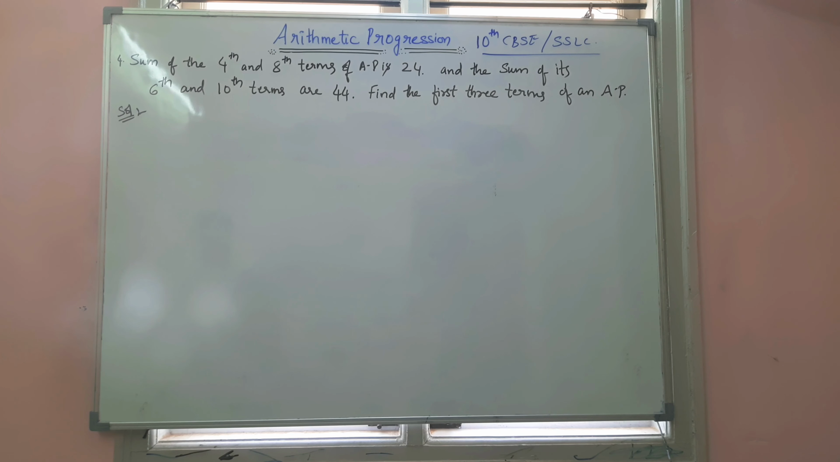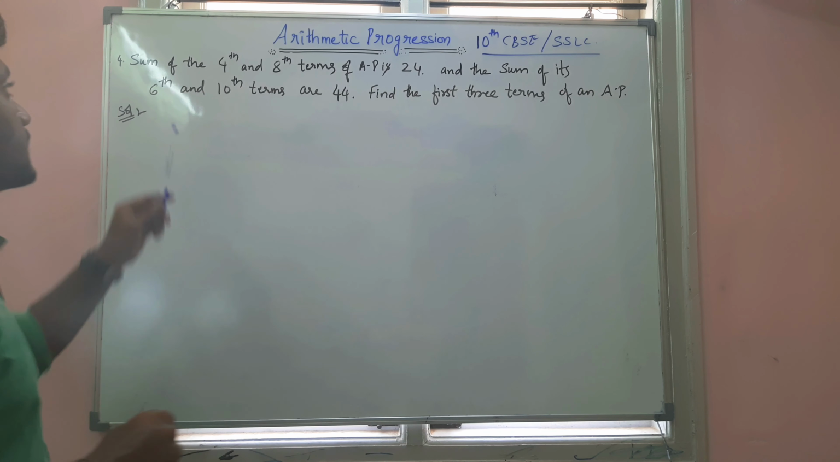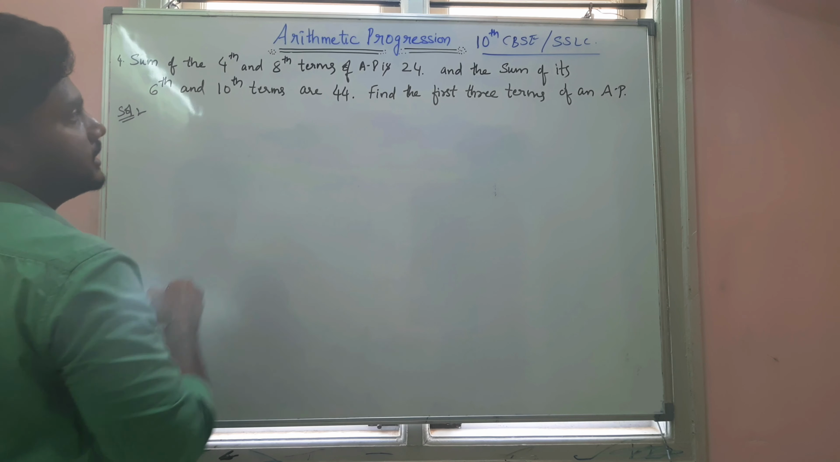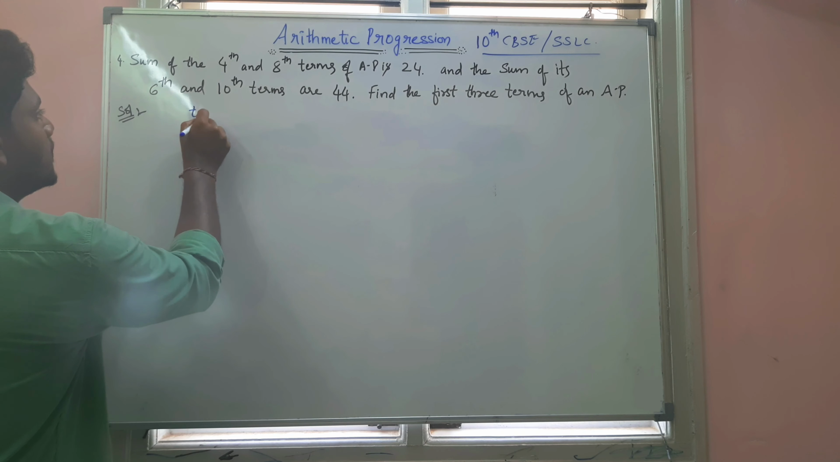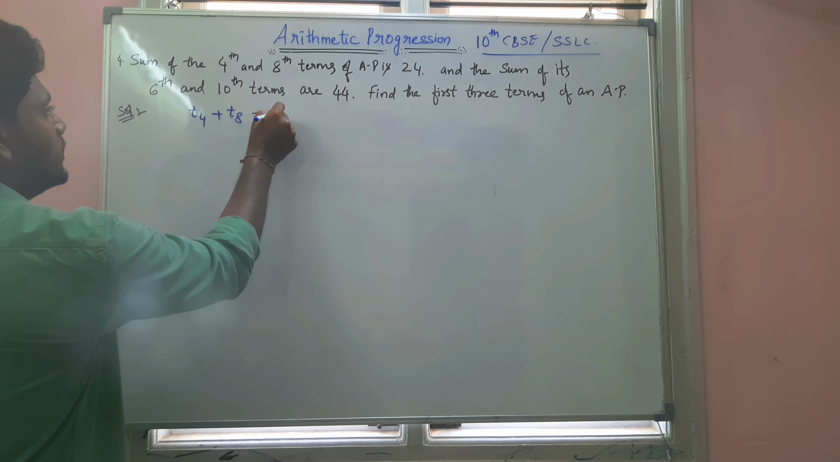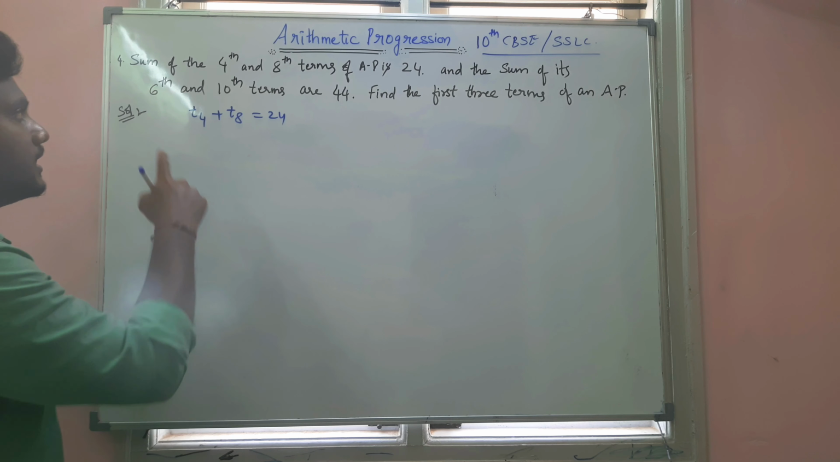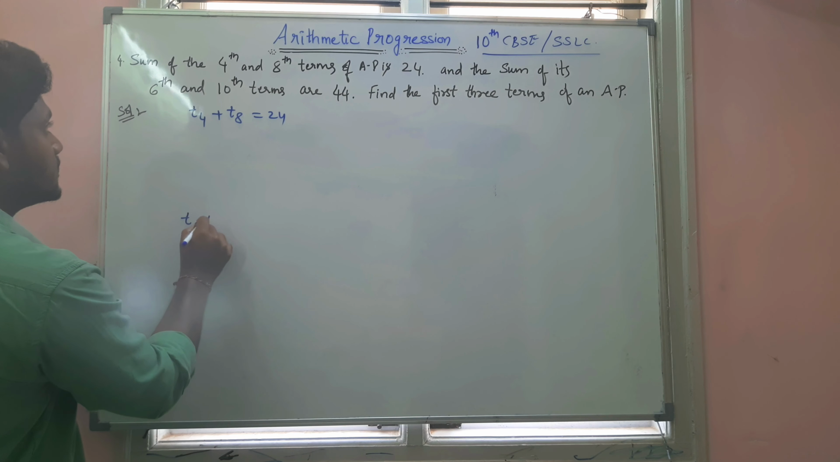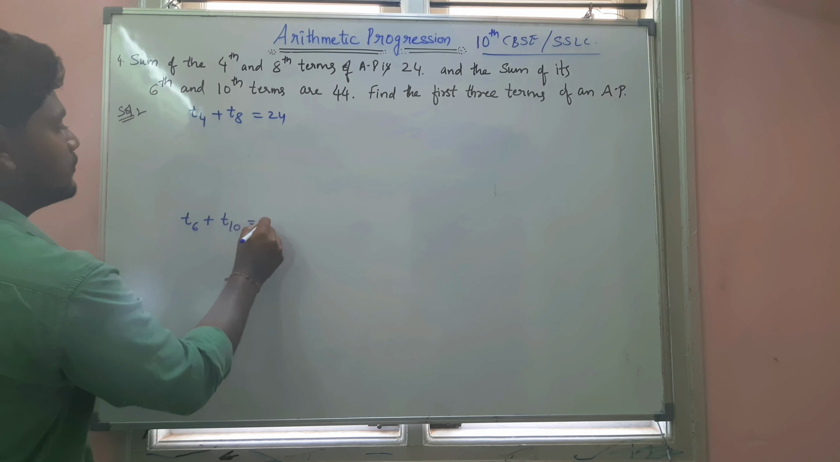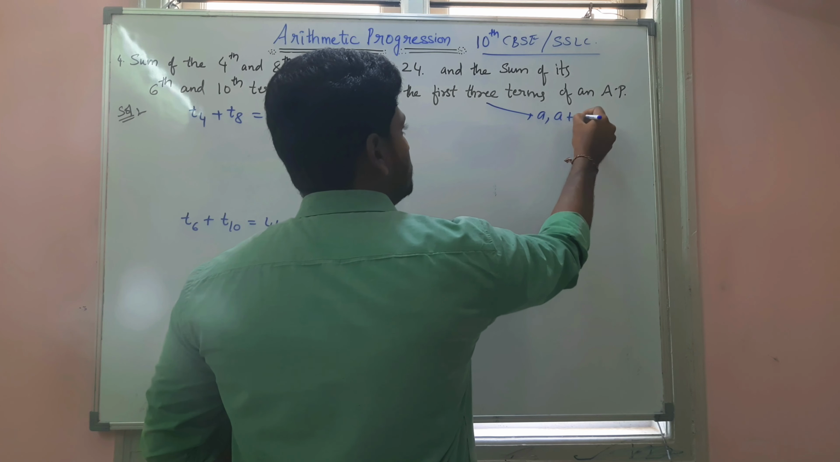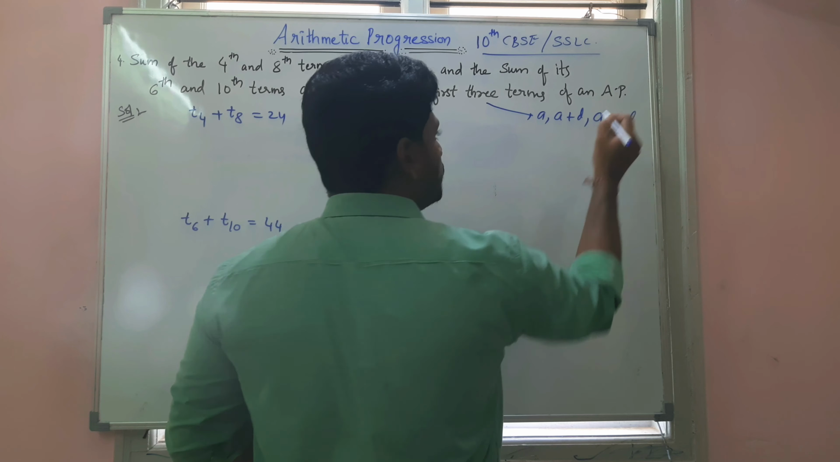Okay, the next question. The sum of the 4th and 8th terms of an AP is 24. That is, T4 plus T8 is 24. And the sum of its 6th and 10th terms is 44. Nothing but T6 plus T10 is equal to 44. Understand? They are given like this. Find the first 3 terms. The first 3 terms are A, A plus D, and A plus 2D, find them.